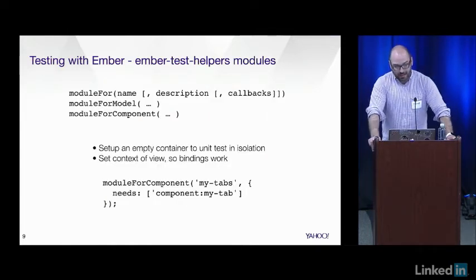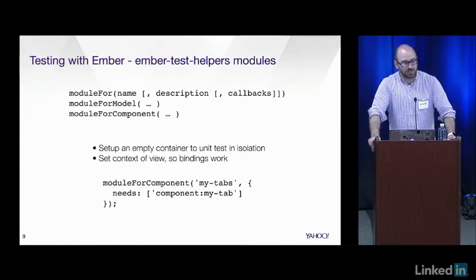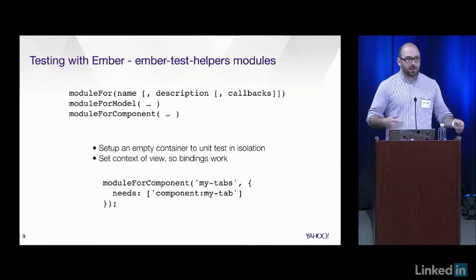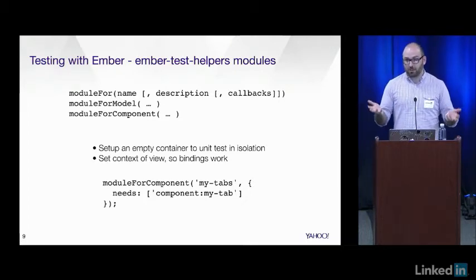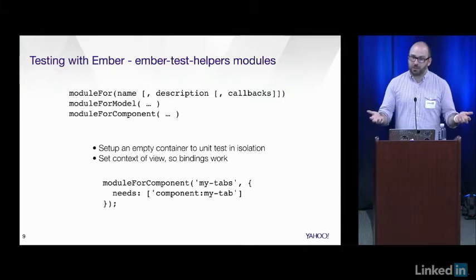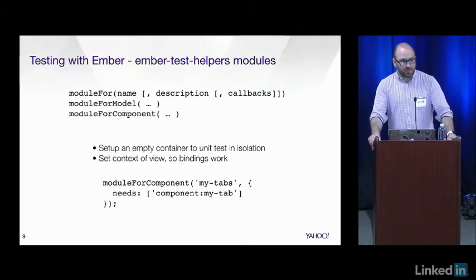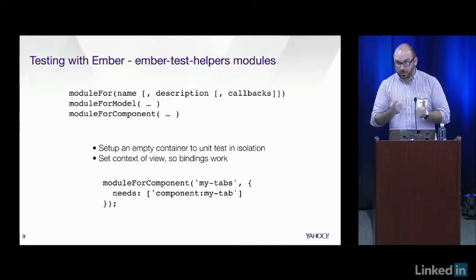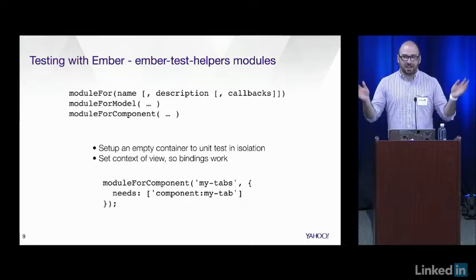All right, what Ember adds, and Ember test helpers is a great addition to the QUnit module here. What Ember adds with module for model, module for component is it sets up an isolated container for a unit test with whatever you need in order to perform the test. So in the case of a component, it's going to find the component, the template that goes with the component, put those in the container so that when you call this.render or this.subject, everything is there for you.